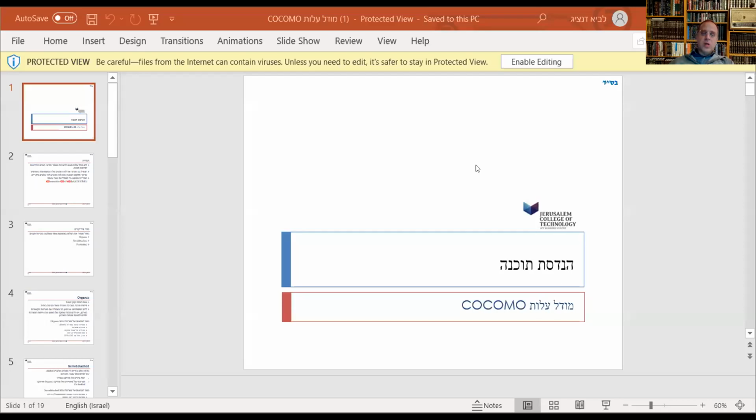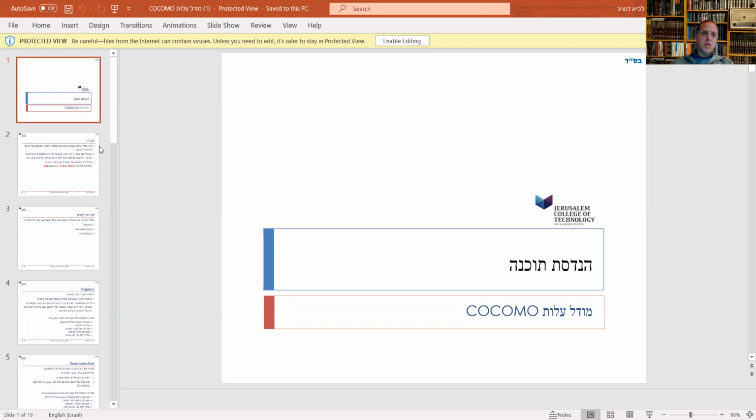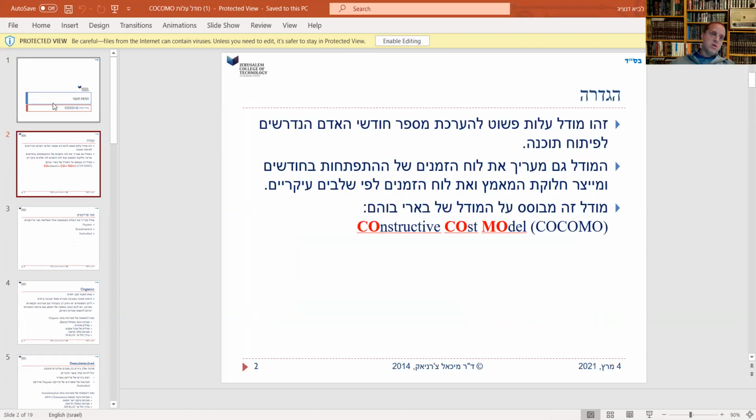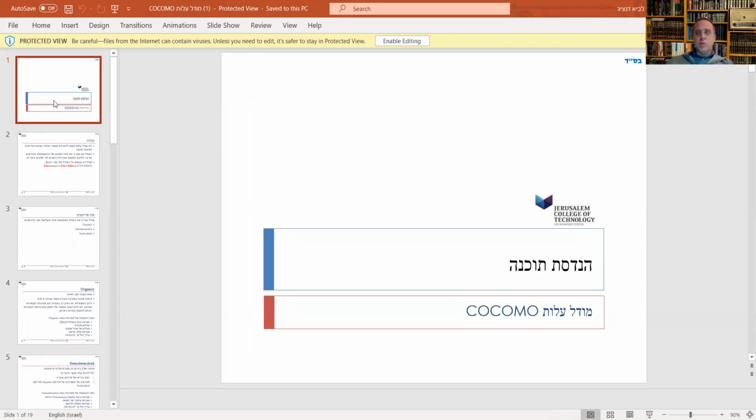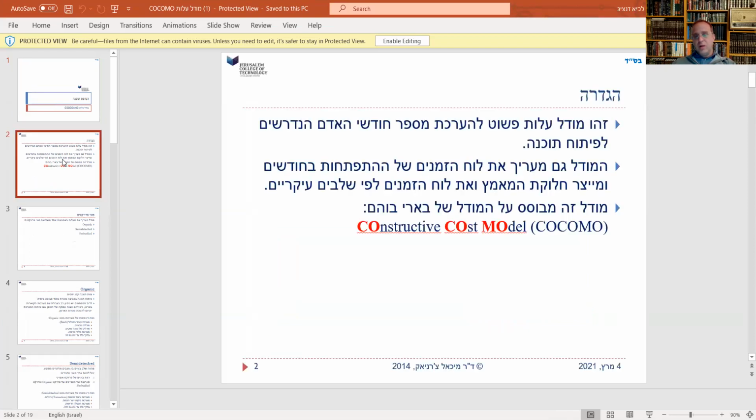Okay. So now we're going to talk about cost determination in this Mismach Yizum. Sorry that this is in Hebrew, but I'll explain it all, and I hope you won't mind. So it's called COCOMO, which stands for the first letters of constructive cost model. It means what we do is we construct a cost model.